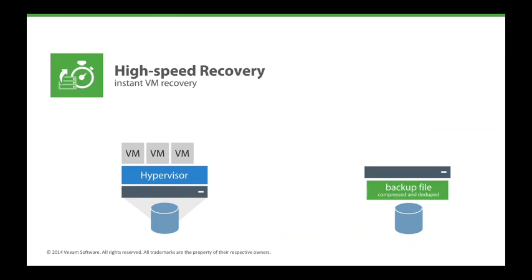A lot of this is fueled by technology we call vPower. What vPower allows you to do is start a virtual machine directly from the backup file. There's no need to restore that data back into the hypervisor first. So when we're restoring data, you don't have that bottleneck where you're copying all the bits and blocks from the backup storage into the production storage. This allows us to do a number of things.